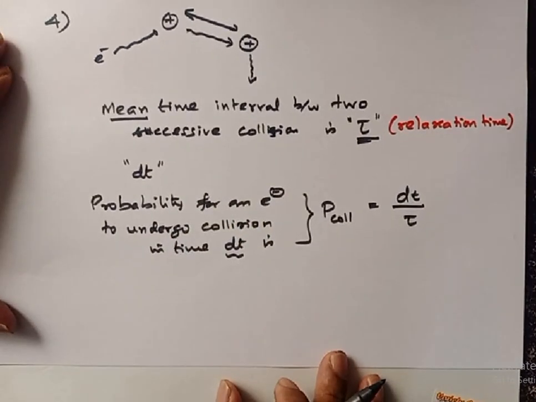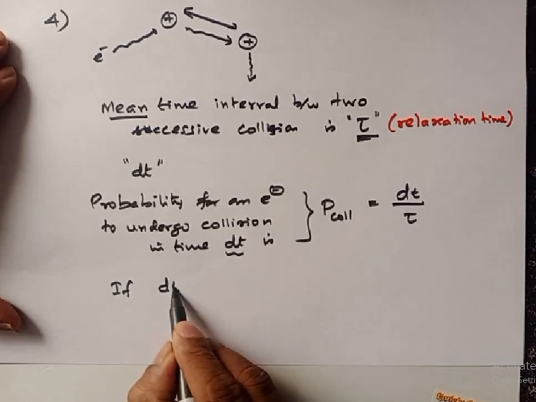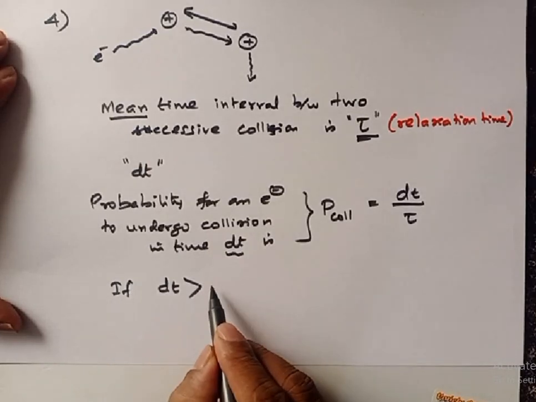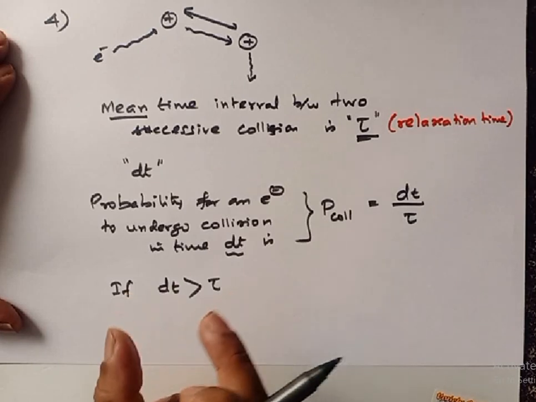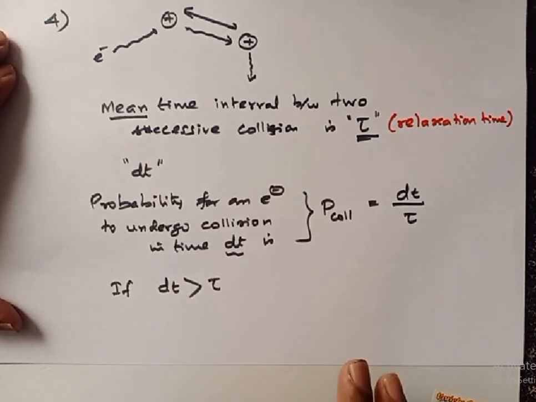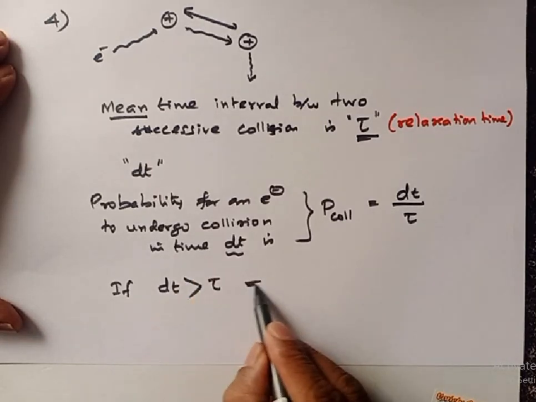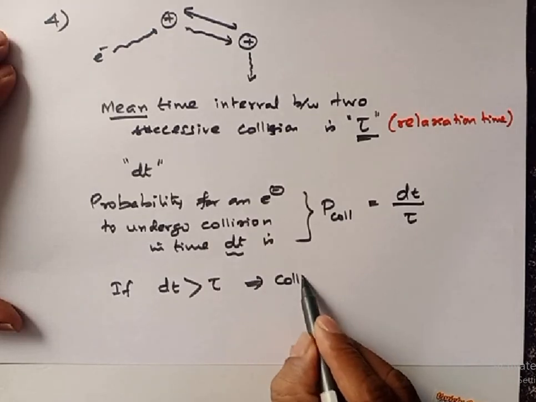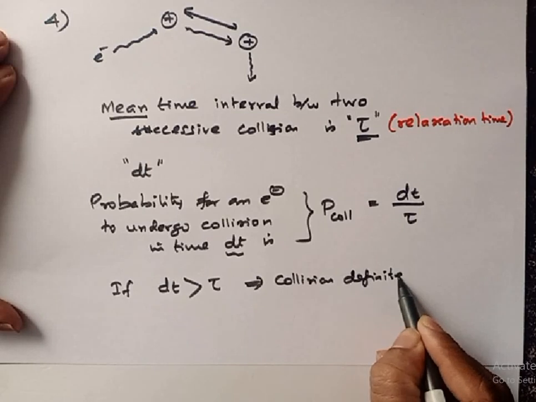Remember, if dt is greater than tau, that is, if the time interval is very long compared to the average time, then collision definitely occurs.